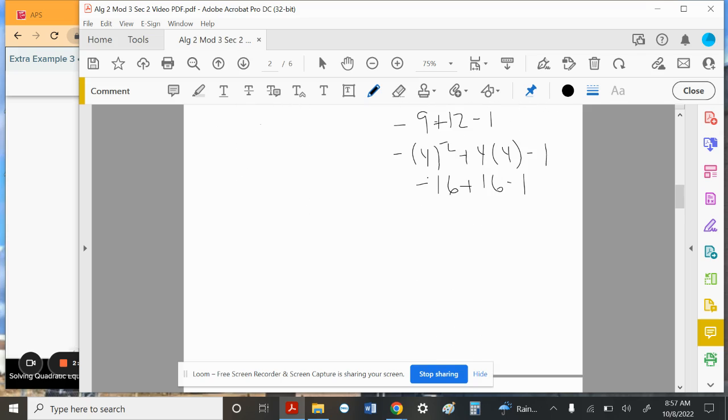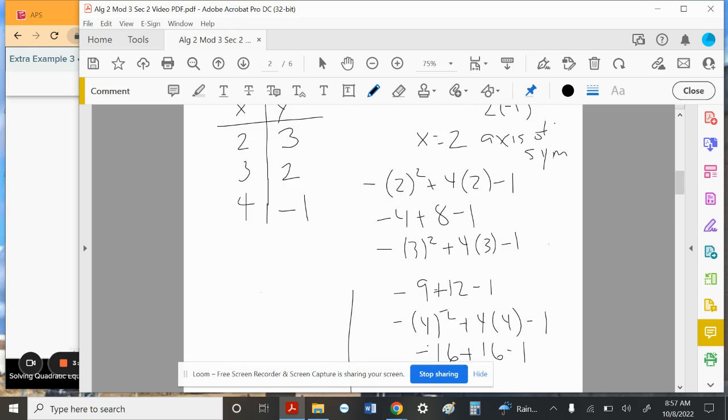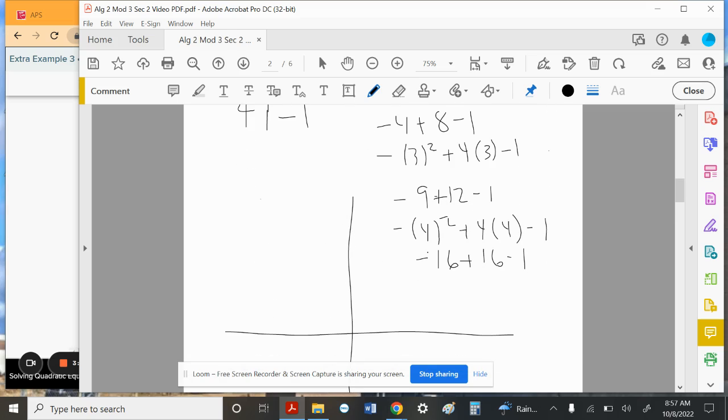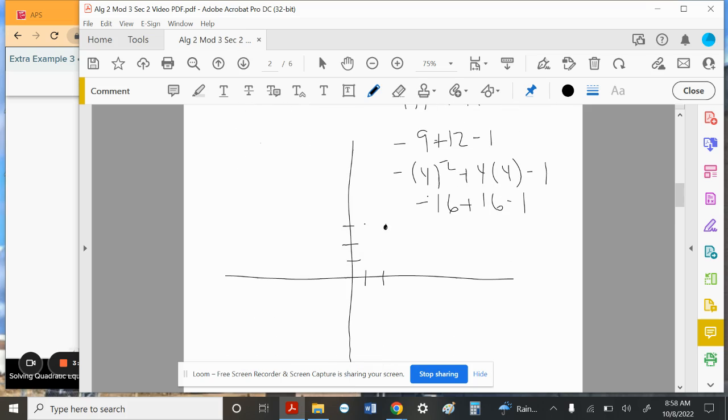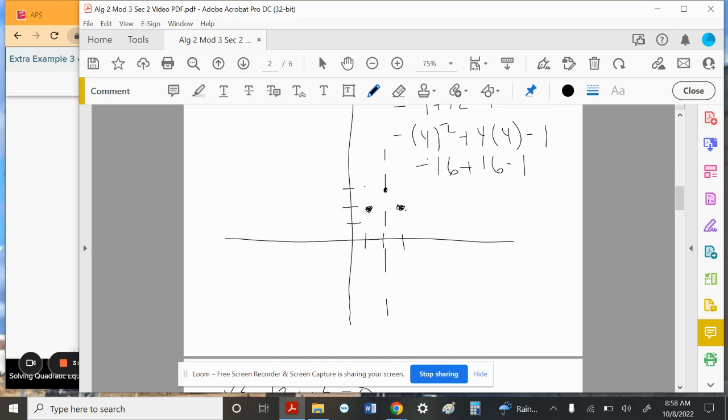So we're going to start graphing those points. First, we have 2, 3. Then 3, 2. Since this is my axis of symmetry, I know on the other side it's a mirror image of that. And then we have 4, negative 1. So over on the other side, it looks like that.